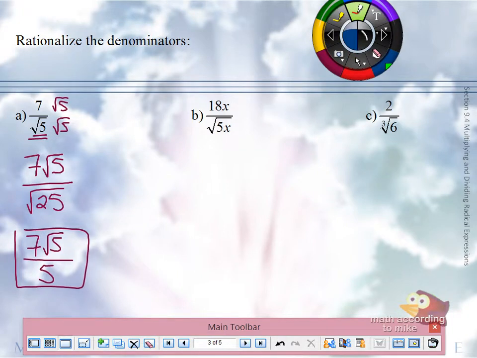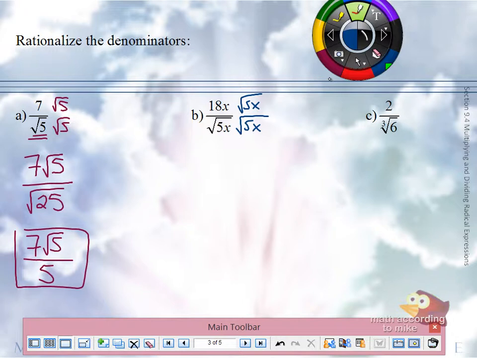We want to get a perfect square in the denominator because we have a square root. So just like before, we're going to multiply top and bottom by the square root of 5x. So we'll talk about the real reason this works once we hit part C. So no, they're not going to be this nice.